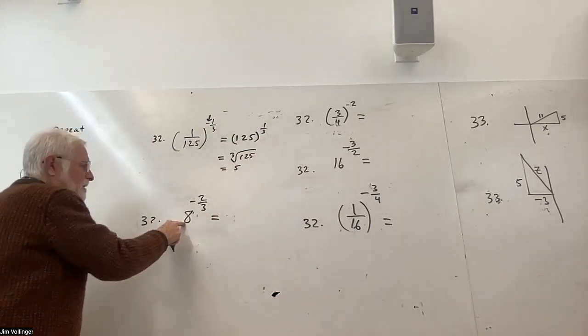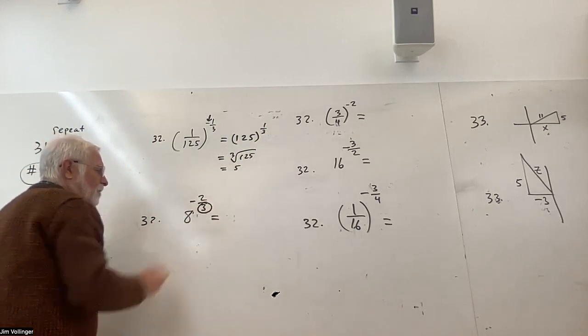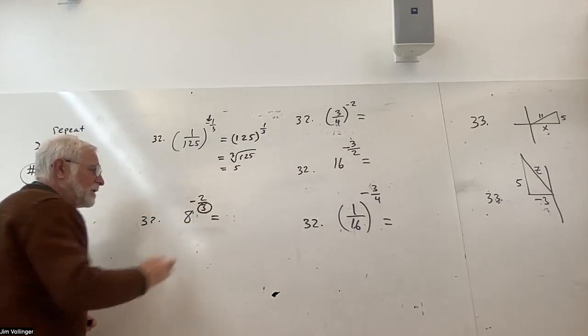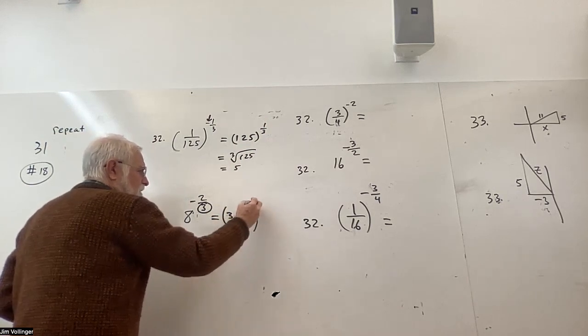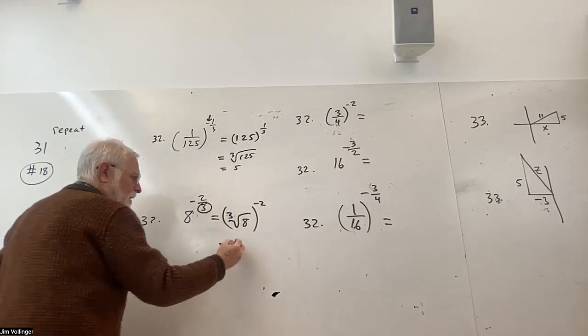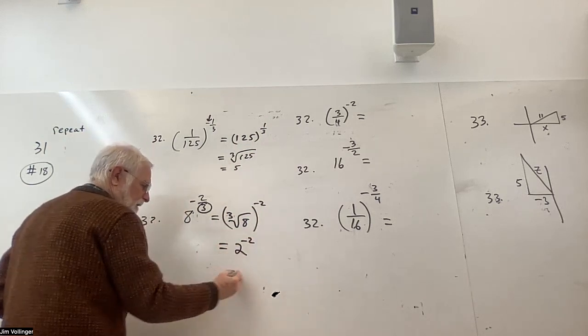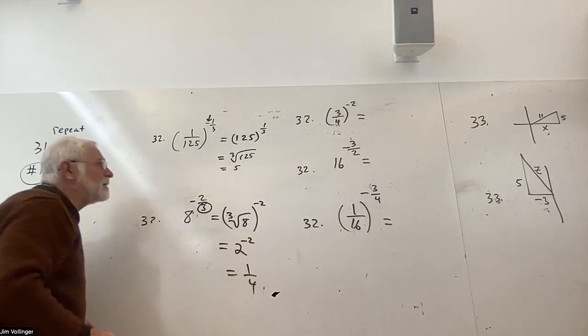I'll do reciprocation last, but I would perform that operation, that 3, which is the cube root of 8. And that still has to be to the -2. That's 2 to the -2. And at this stage, I hope you just write 1/4 and know why.